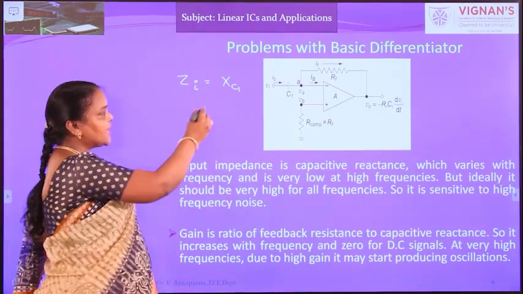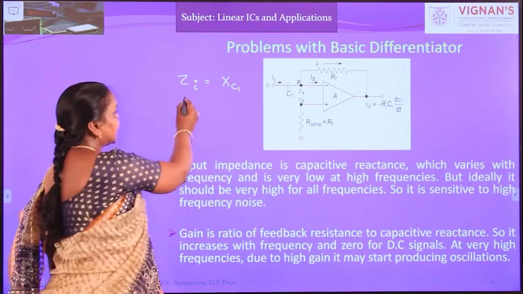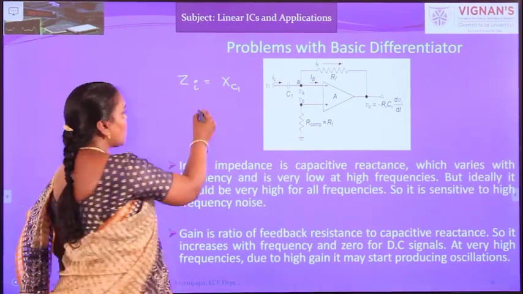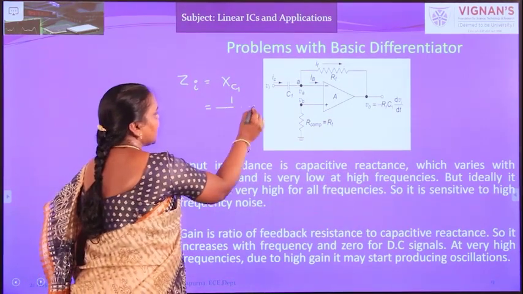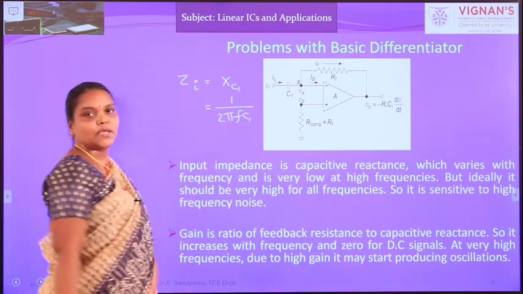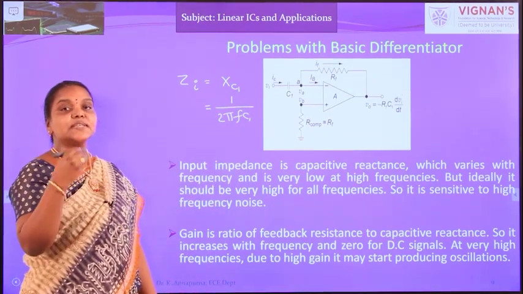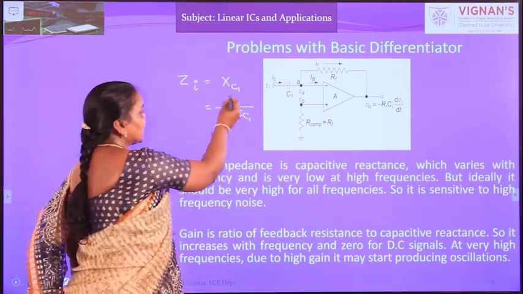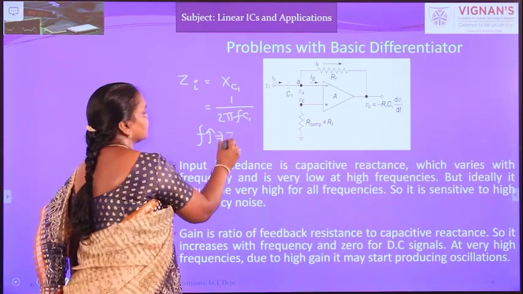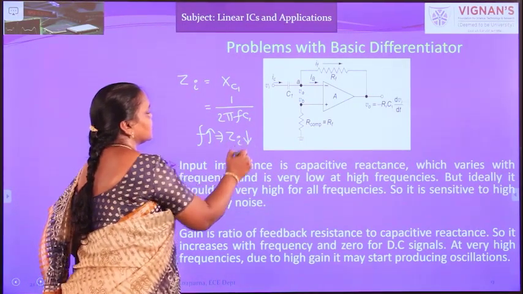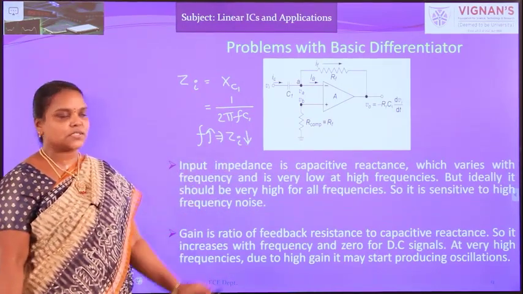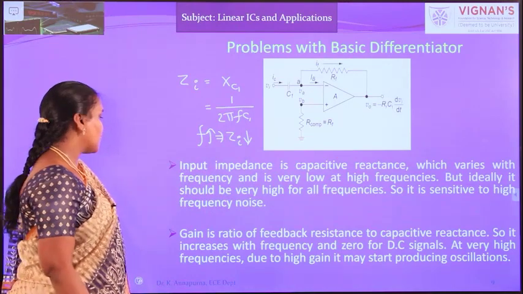So the input impedance of this circuit is Zi is equal to the capacitive reactance XC1. So what is XC1? It is 1 by 2 pi F C1. When frequency is increasing, this capacitive reactance value is decreasing. So at high frequencies, it suffers with noise. So that is the first problem.